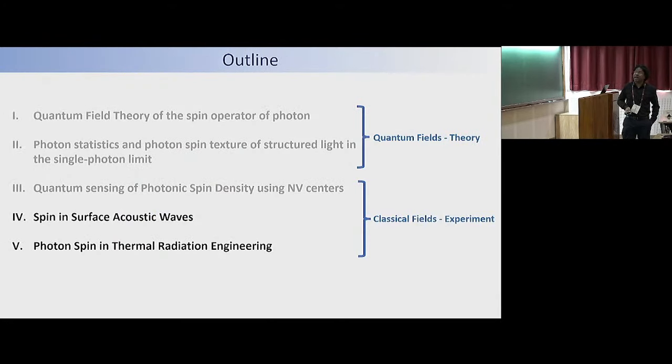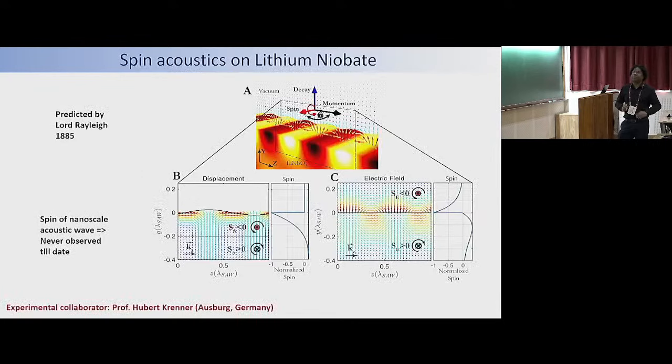With that, I'm just going to use a little bit of time to talk about these two other experiments, which are slightly more on the engineering side of things. Now that we understand spin very well, and of course the community does, we are really trying to see what are some of the applications that we can think about. Another classical application is looking at the acoustic waves on lithium niobate. Lithium niobate is a material that is used widely in industry.